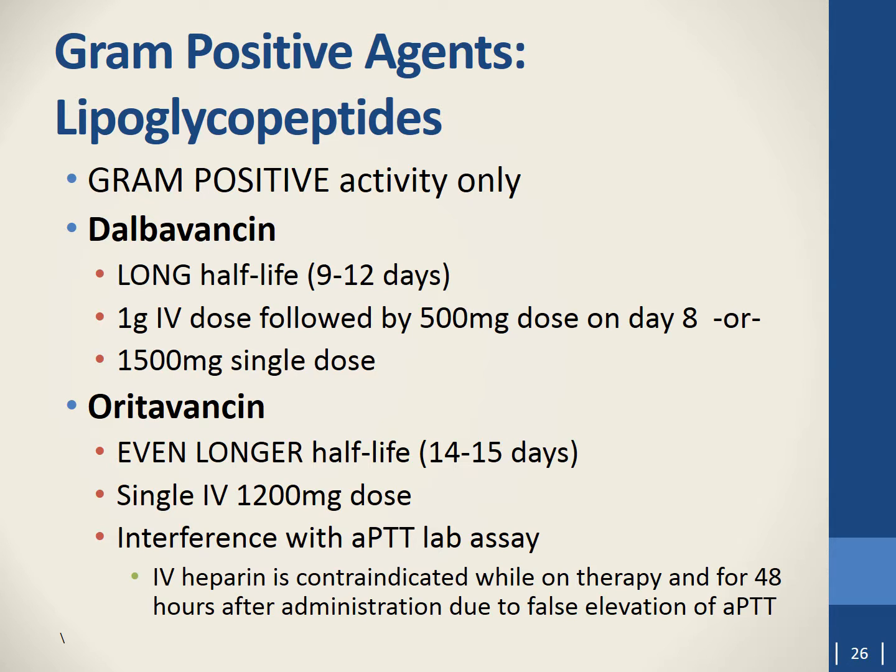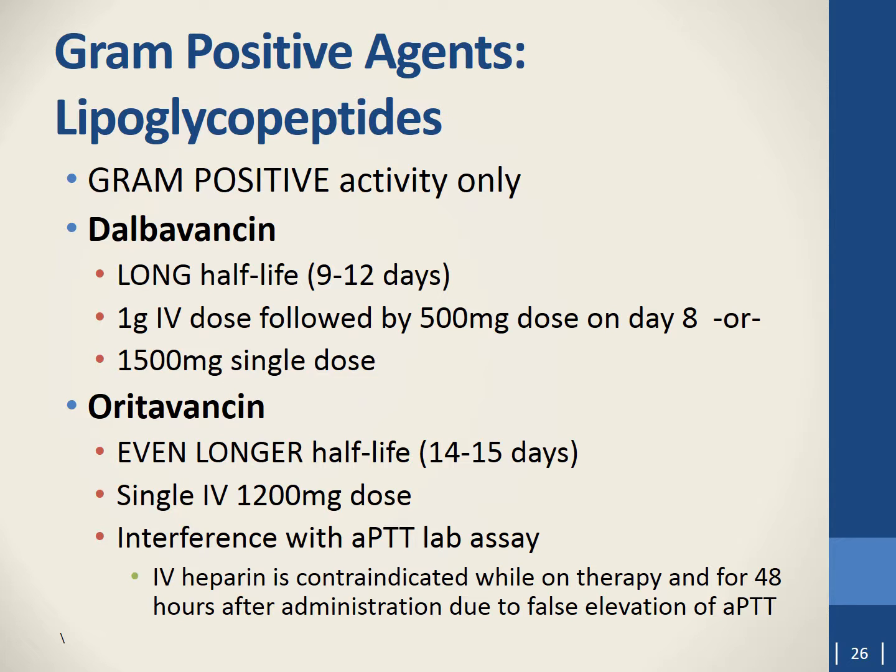With dalbavancin, the half-life's about 9 to 12 days. With oritavancin, even longer, about 2 weeks. To dose dalbavancin, you can give it one of two ways. It was originally brought to market by giving a single 1 gram dose, followed by a 500 milligram dose a week later, essentially. It was then subsequently approved to be given as a 1500 milligram single dose on day 1 only. With oritavancin, it's approved as a single dose as well.